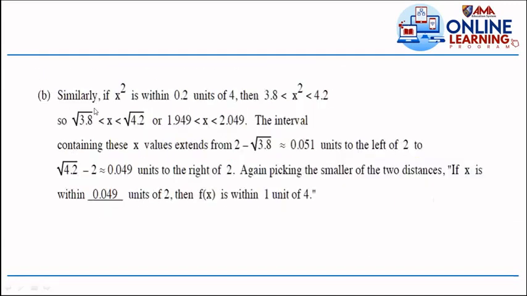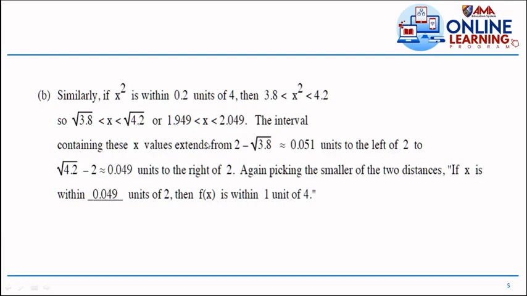Okay, next, letter B. Similarly, if x squared is within 0.2 units of 4, then x squared is between 3.8 and 4.2. Alam niyo na kung paano ko nakuha yung 3.8 saka 4.2. Within 0.2, so 4 minus 0.2 is 3.8, and 4 plus 0.2 is 4.2. Finding the value of x will be the square root of 3.8 and the square root of 4.2. By using your calculator, the square root of 3.8 is 1.949 and the square root of 4.2 is 2.049.